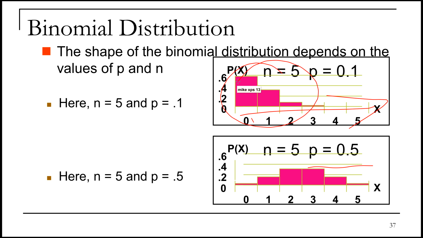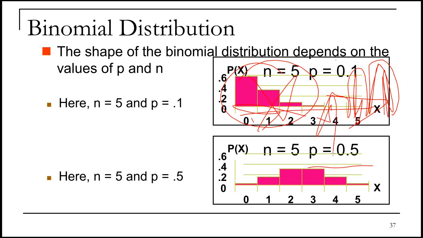And I didn't draw it, but if p is 0.9, what do you think it looks like? The opposite. This would be low, and these would be higher. And you'd be skewed to the left. So if p is low, you're skewed to the right. If p is high, you're skewed to the left. And then if p is 0.5, you're absolutely symmetric.